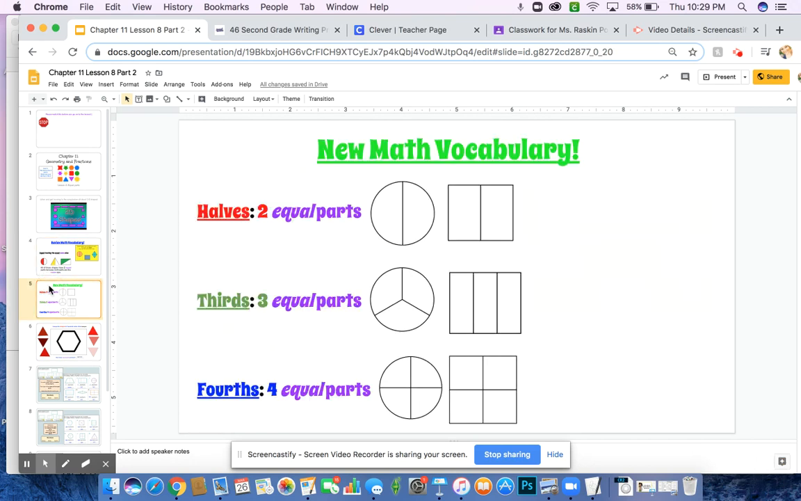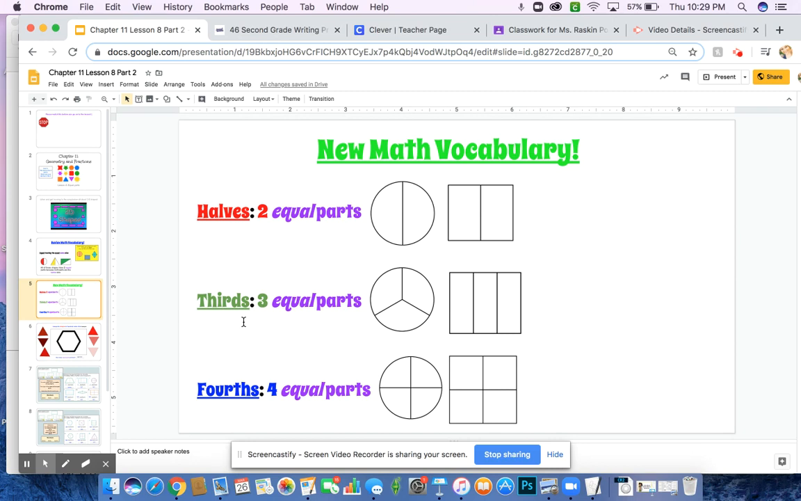So there are 3 new vocabulary words for this lesson. The first one is halves. And when we have halves, that means we have 2 equal parts. So as you see, this circle is in halves, 2 equal parts, and this square is also showing halves, 2 equal parts.